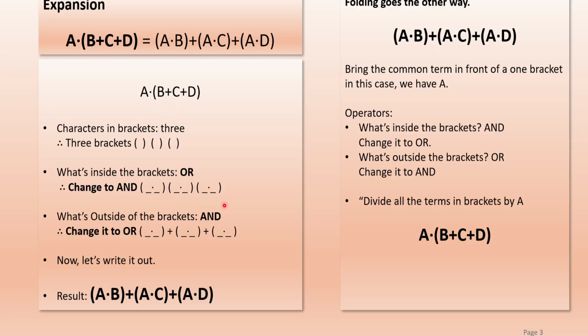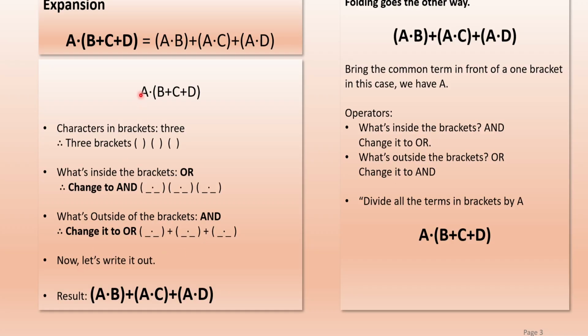Well, we do, but let's just play along. So what's outside the brackets? Outside the brackets is AND. So we're going to flip it, change it into OR. So we have three brackets, ANDs within the brackets and ORs outside. We're changing them. Now let's write this out.